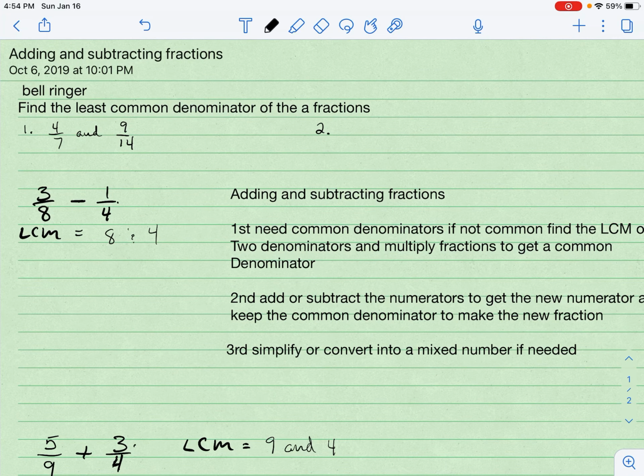All right, so adding and subtracting fractions. We touched a little bit on finding least common denominator, so we're going to use that here today.